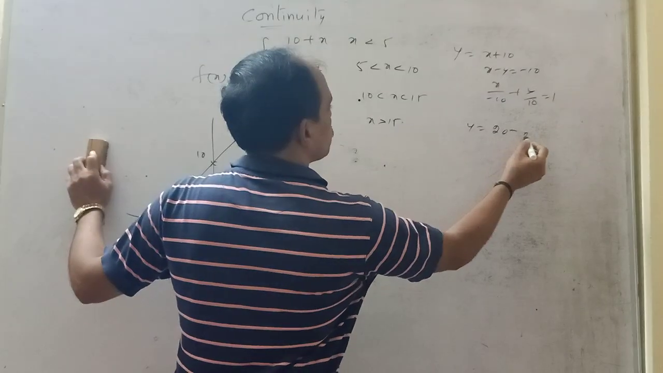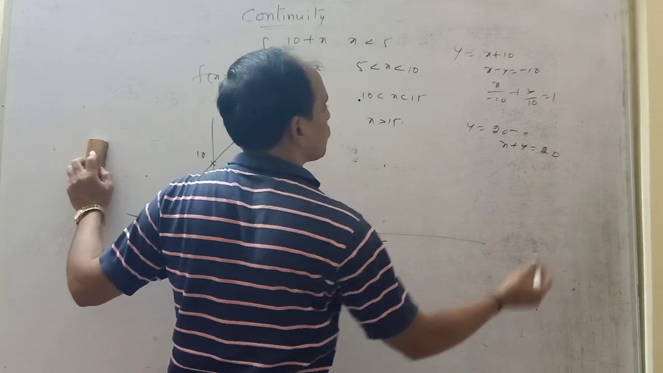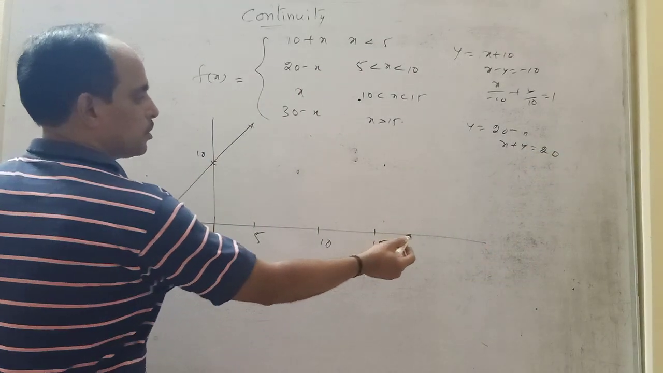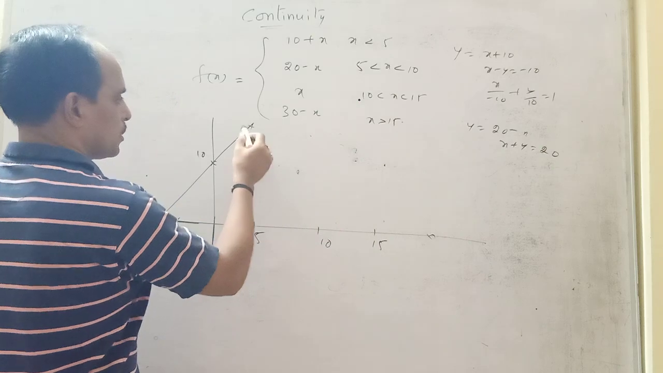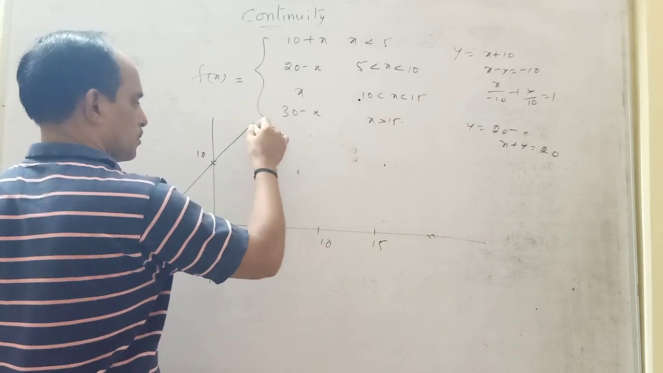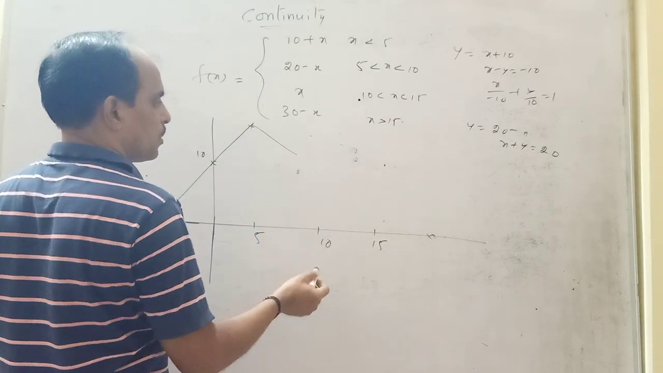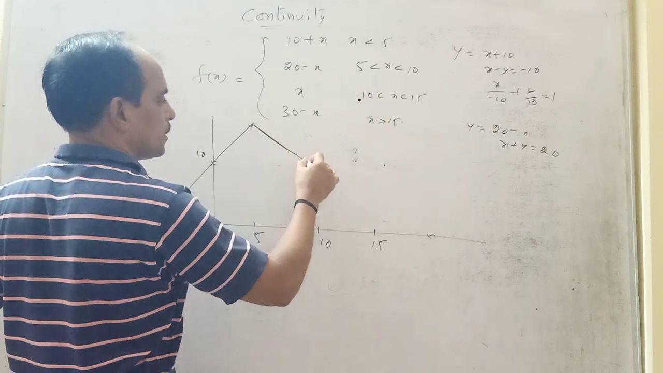y is equal to 20 minus x, that is x plus y is equal to 20. Okay, x by 20 and y by 20. The graph will be like this, from 5 to 10 only. The graph will be like this only.